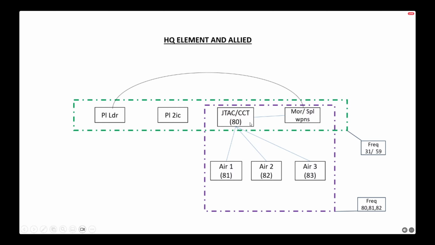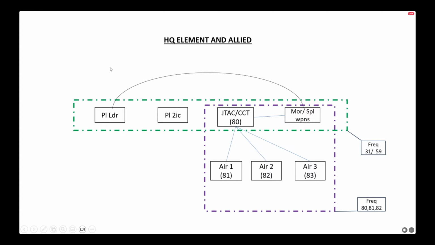For the overall coordination, JTAC is always present on 80. All these air assets are always present on 80. The mortar and artillery battery is also present on 80. At the same time, the mortar and artillery battery should be in communication with the platoon leader, because this is a ground asset. This ground asset's fire can be controlled by both the platoon leader and the JTAC, or the combat controller. So JTAC has a dual tasking here, to call for fire and to control the airspace.